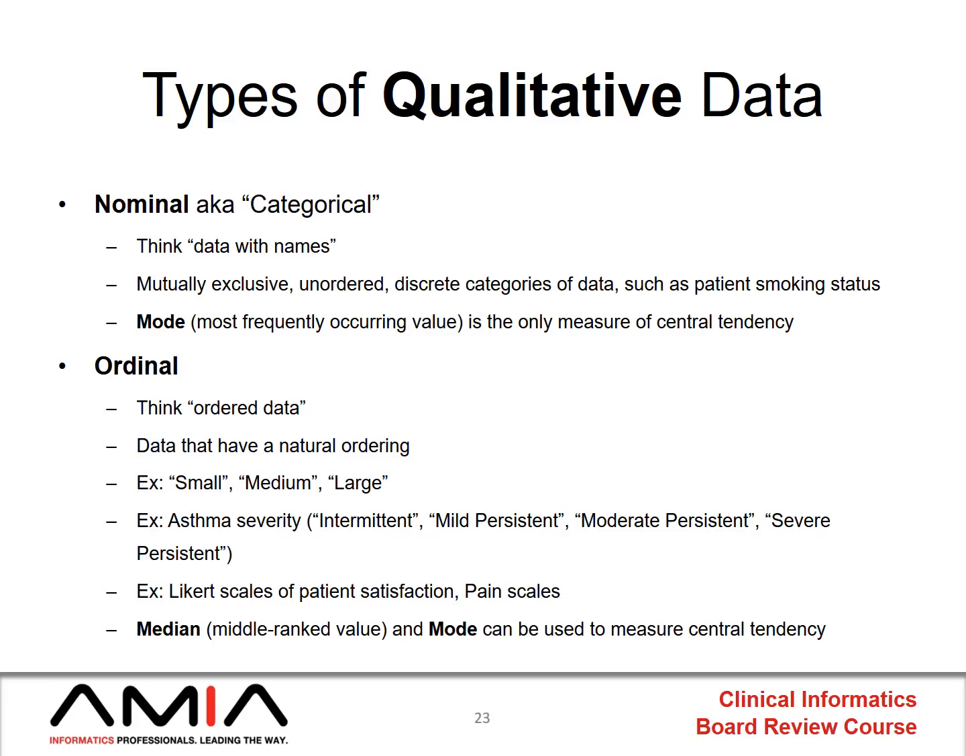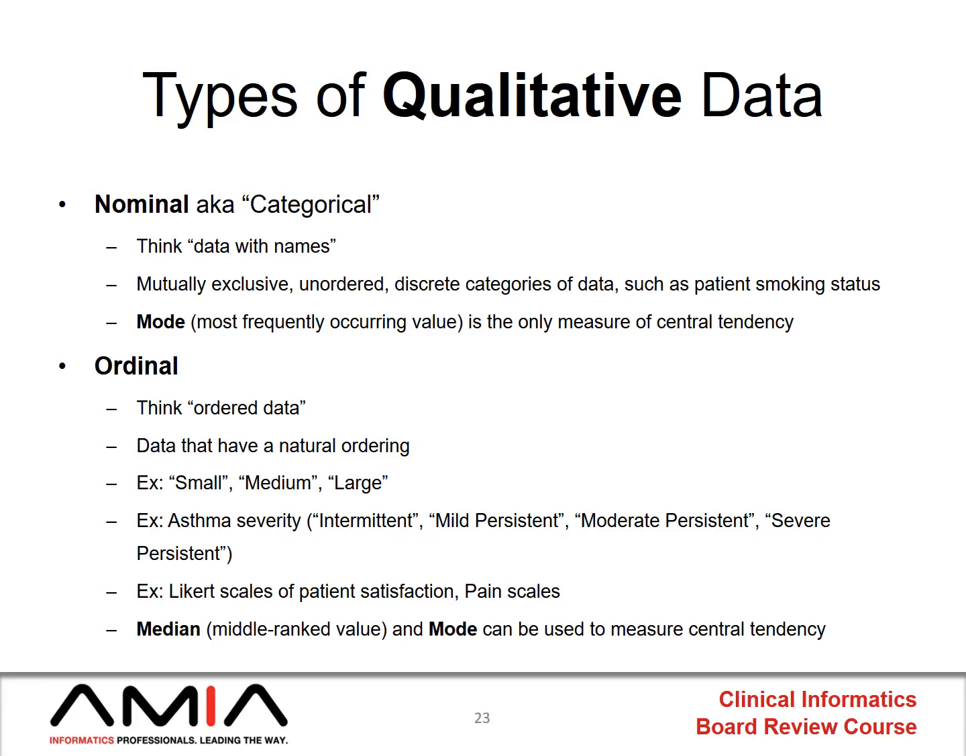Asthma severity is a type of ordinal data: intermittent versus mild persistent versus moderate persistent versus severe persistent. You're kind of going up a scale. Likert scales of patient satisfaction and pain scales are all examples of ordinal data where higher represents something different than lower on the scale.